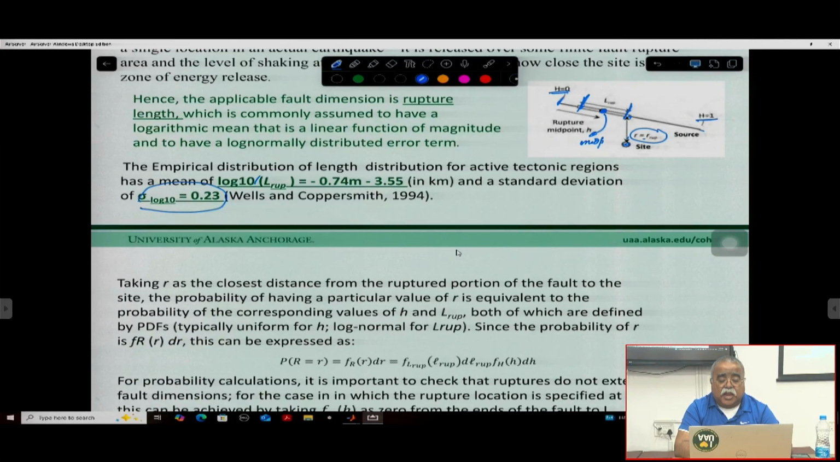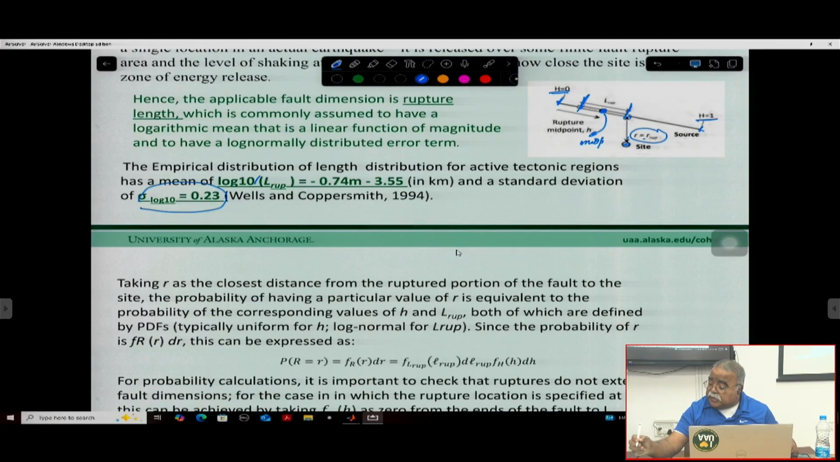And this R is the closest distance of the rupture, and so we need to calculate what is the probability of a particular value of R. Okay. R is the distance. Okay, so we are trying to say that this is the entire length of the fault, H, and this is your L rupture here.